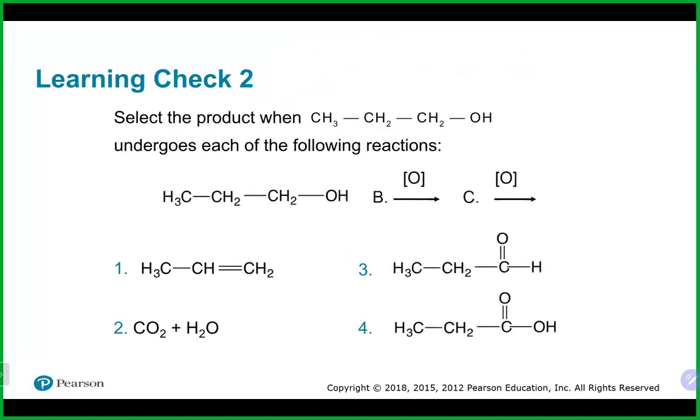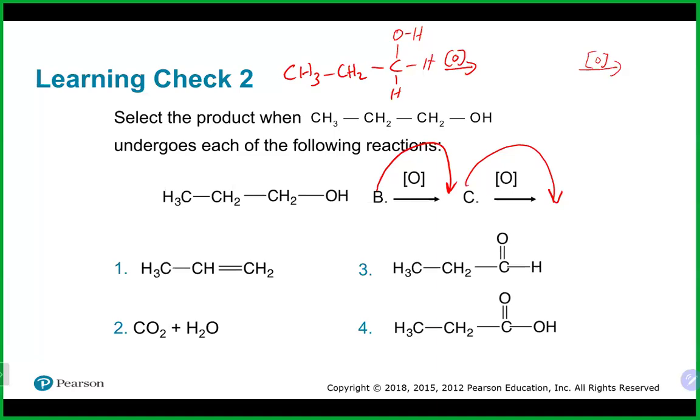All right, so pick the two products here, I think. Select the product when this undergoes each of them. I feel like the letters are in the wrong spots. I feel like the C should be here and the B should be there. All right, so think about what you get on the first oxidation and then what you get on the second oxidation here. Okay, so let's take a look.